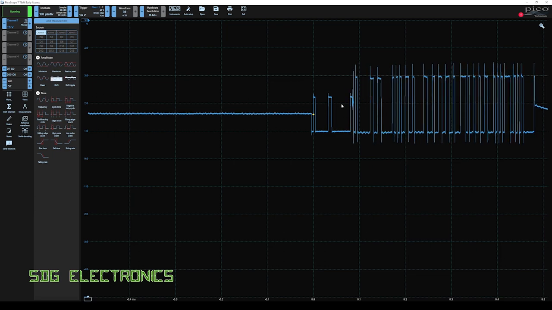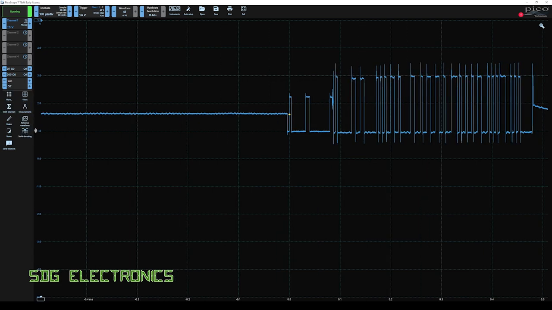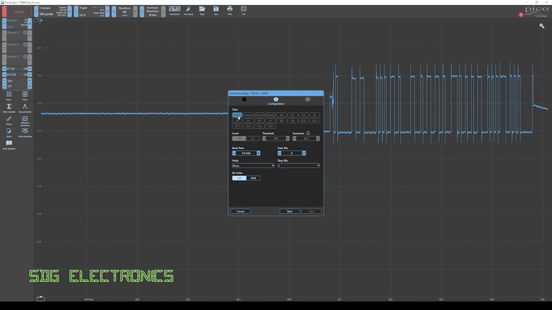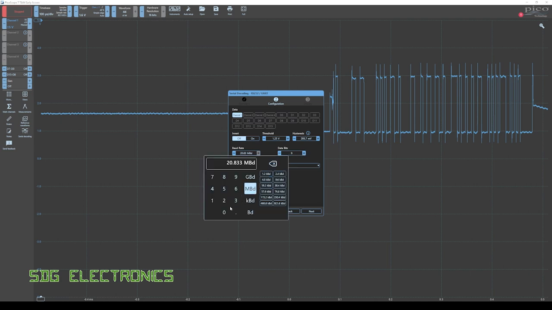So let's put the serial decoder on. There's quite a lot of serial decoders on here that come with the software. So RS232, but we've got all of these available to us. Channel 1, we'll set the threshold to 1.25 volts. We're using 9 data bits here, and the baud rate is 250 kilobaud.